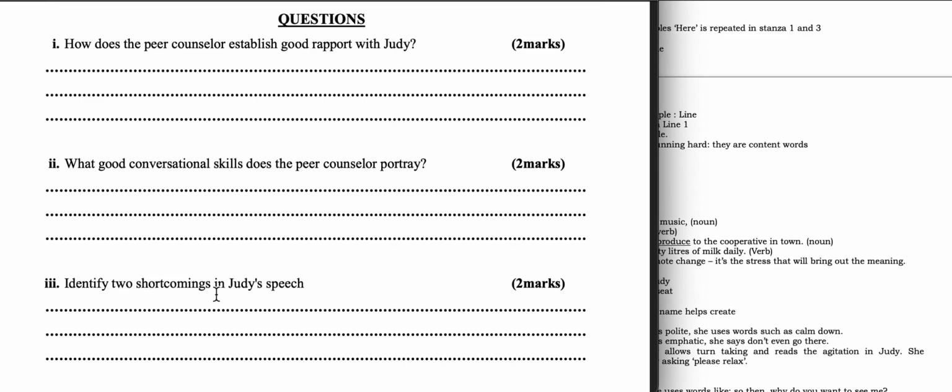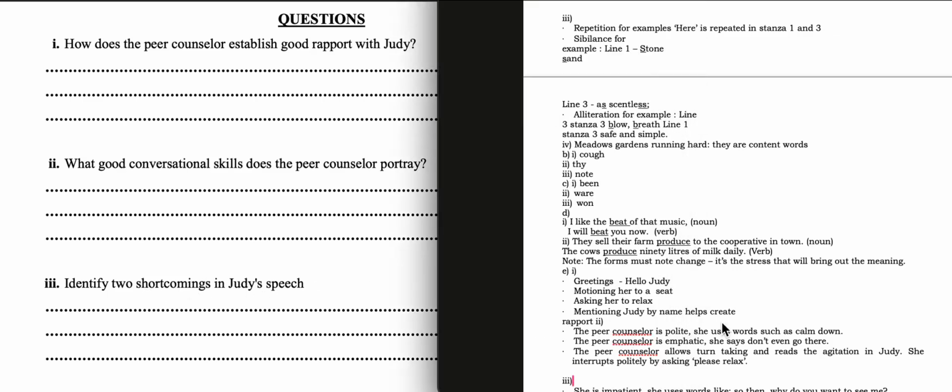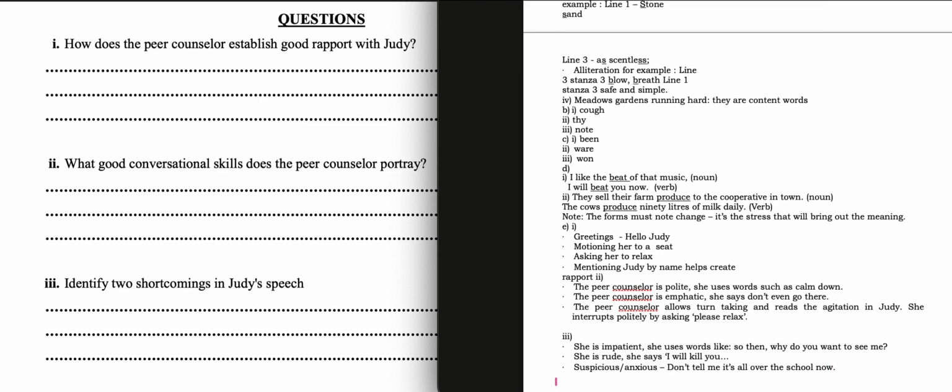Identify 2 shortcomings in Judy's speech. She is impatient. She uses words like, so then, why do you want to see me? She's rude. She says, I will kill you. She's also suspicious, and you can say anxious. Don't tell me it's all over the school now.